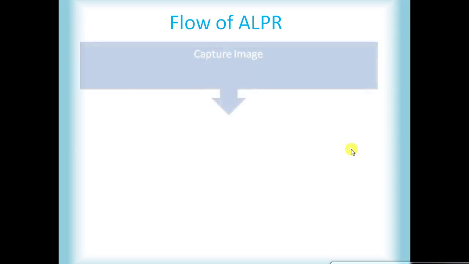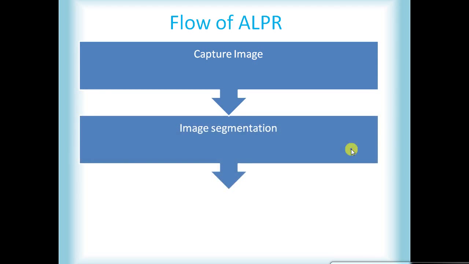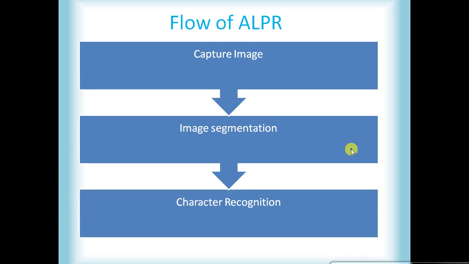So there are three major steps in the ALPR system. First is the capturing of the image. This can be real time, or it can also be offline. It can be retrieved from a database, etc. The second step is image segmentation. Image segmentation is the process which retains just the interesting part of the image. In our case, it is the number plate image. And the third is character recognition. When we have the number plate image, we have to recognize the characters which are inside the number plate. That is the last step of the ALPR flow.